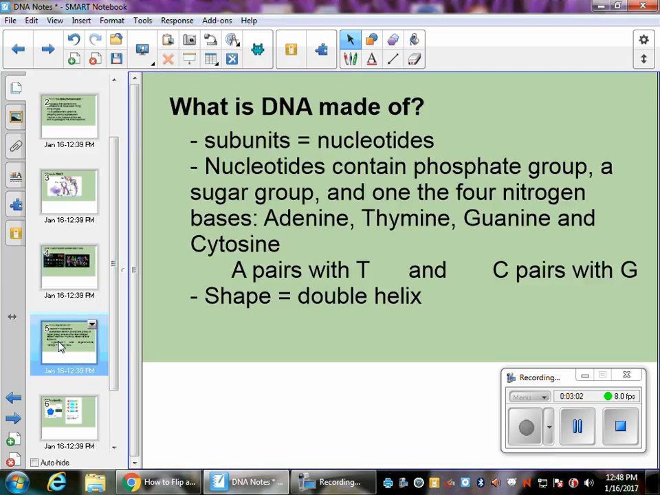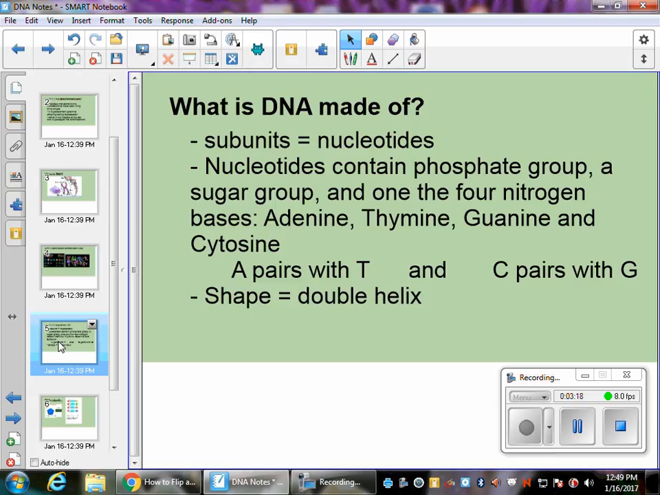I want to talk a little bit more about the structure of DNA. The structure of DNA was a huge mystery to scientists for a long period of time. They weren't quite sure how this molecule was able to contain so much information and what it actually looked like based on the information they had.